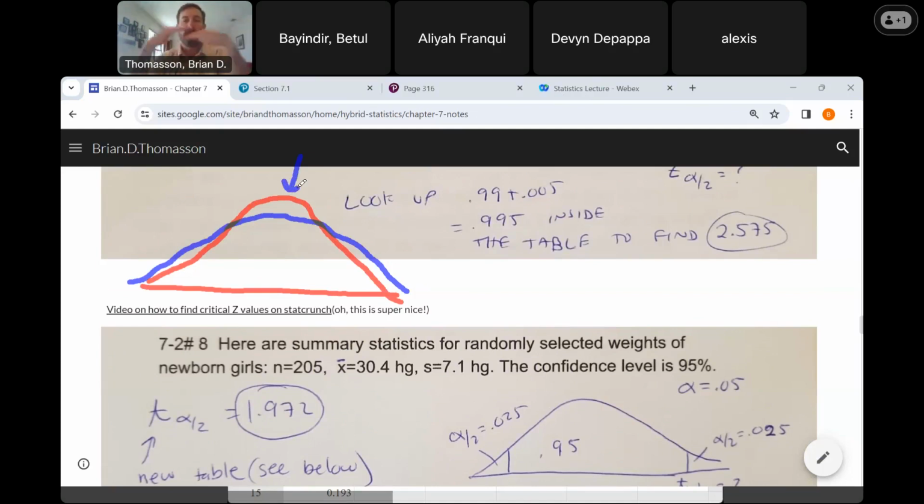Now the t distribution changes depending on our sample size. The larger the sample size, the more normal it is. The smaller the sample size, the more sat on it is. Okay, so it changes depending on the sample size. Again, as the sample size goes up, it becomes more and more normal looking.